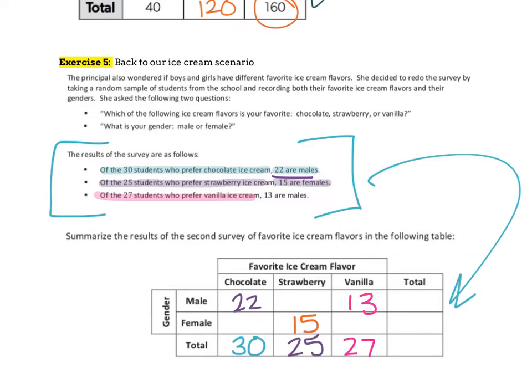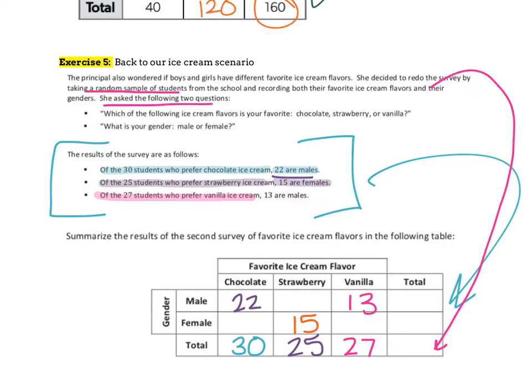Now I skipped over the bulk of the problem above. Let me go back and read it. The principal wondered, blah, blah, blah. She decided to redo the survey, taking a random sample of students. She asked the following 2 questions. Now, I took a moment to go back to the scenario because sometimes your grand total, or the missing piece of information, is back in the scenario itself.